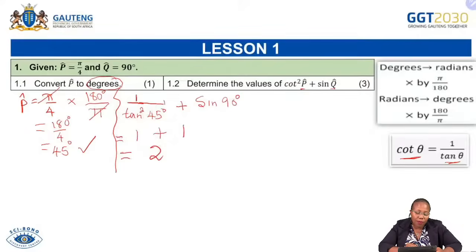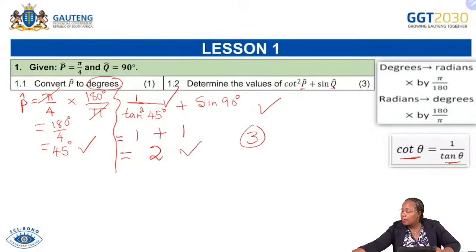So the first mark will be for writing that in its reciprocal form. Second mark for substituting the angle 45 and 90. The third mark will be for your answer there. That is how you get your 3 marks for this particular activity.